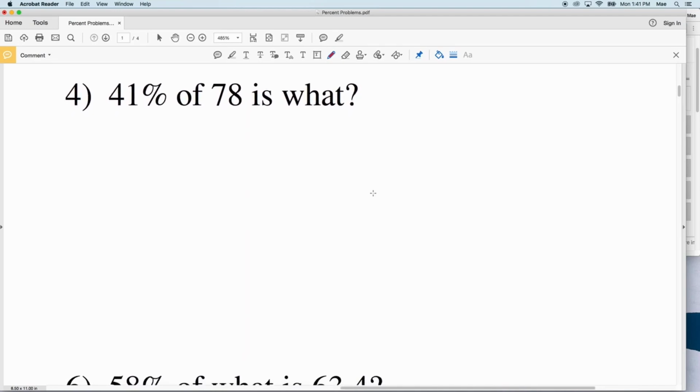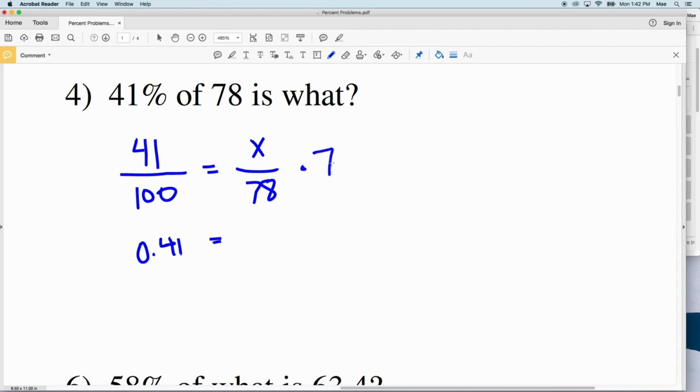41% of 78 is what? So our percentage is given this time. So 41 out of 100 is the percent. So 41 is to 100. So 41 out of 100 is the same as some number, let's say x, of 78. So we're looking for 41% of that 78. So we're going to take that decimal, since 41 over 100 is 0.41, since that's the decimal of the percent, and we're going to wind up multiplying it by 78.